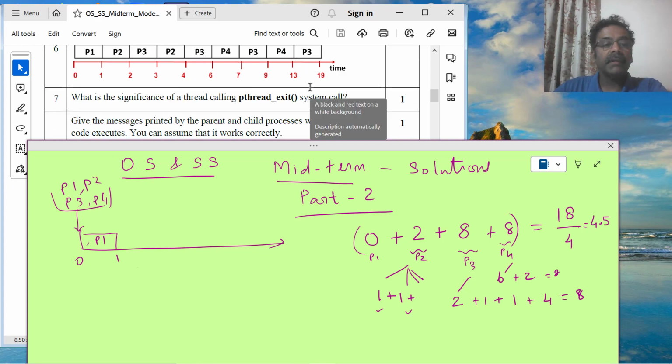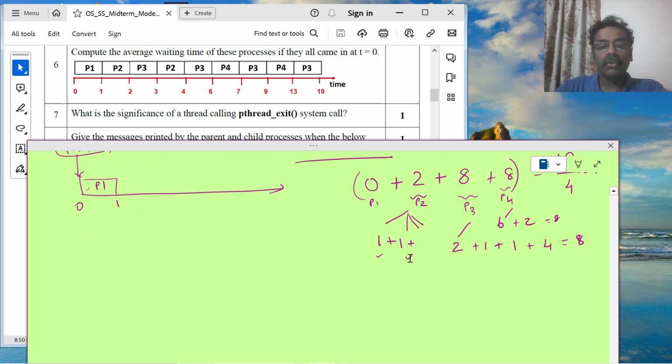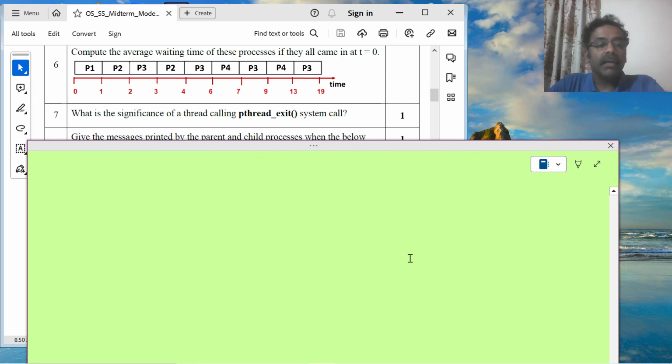So now let us try to see the next question. Okay, it is not related to this Gantt chart. So let me scroll this. Now 7th question, question 7. What is the significance of a thread calling pthread exit system call?